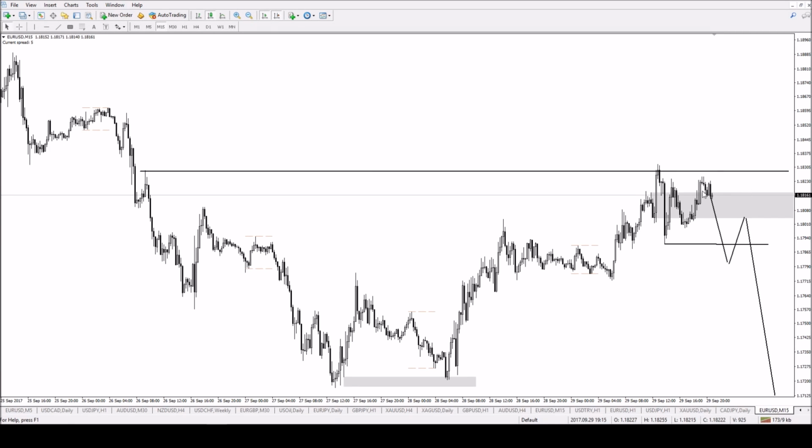So I have an idea first of what could unfold. Then I want to see that confirmation, that further breakdown to show me that the sellers are in. And then if this happens, then the probability has really shifted towards my side, and then I can go in and take my trade. Okay, that's all it is for now.